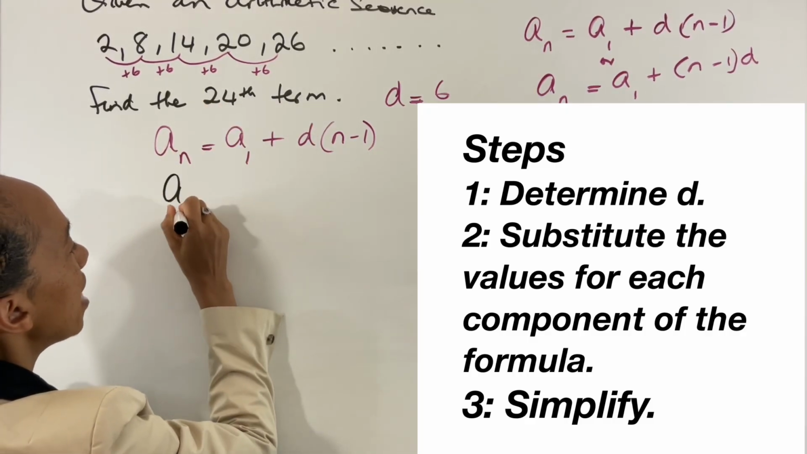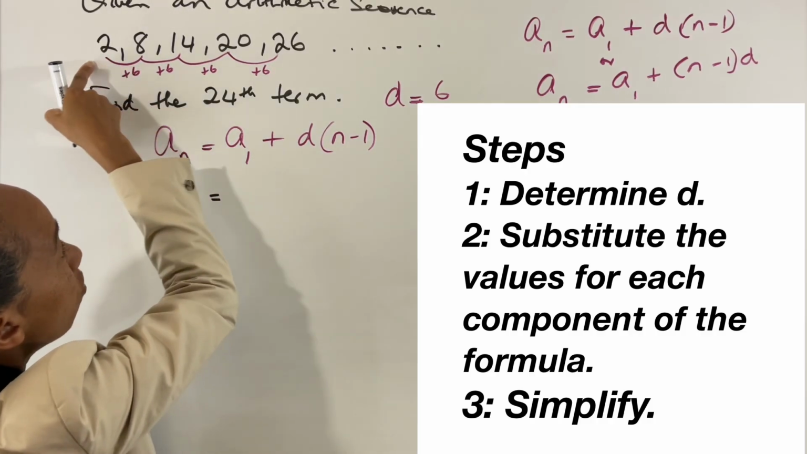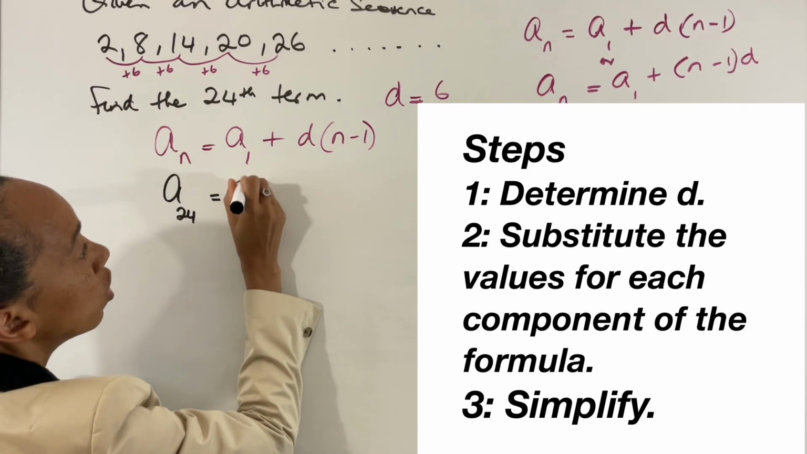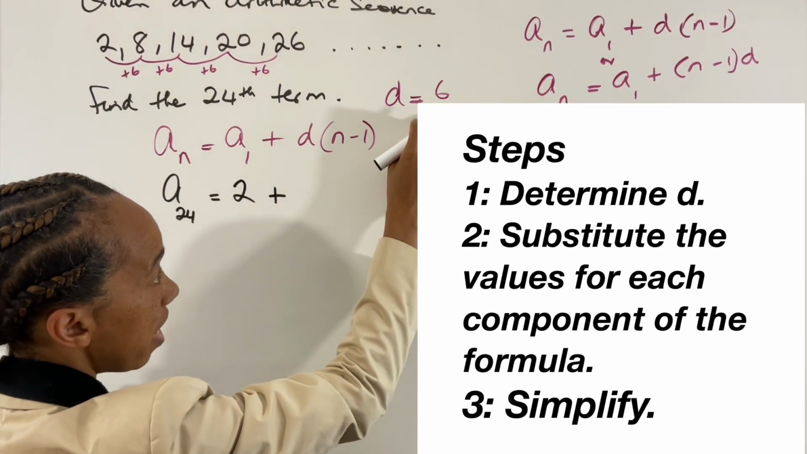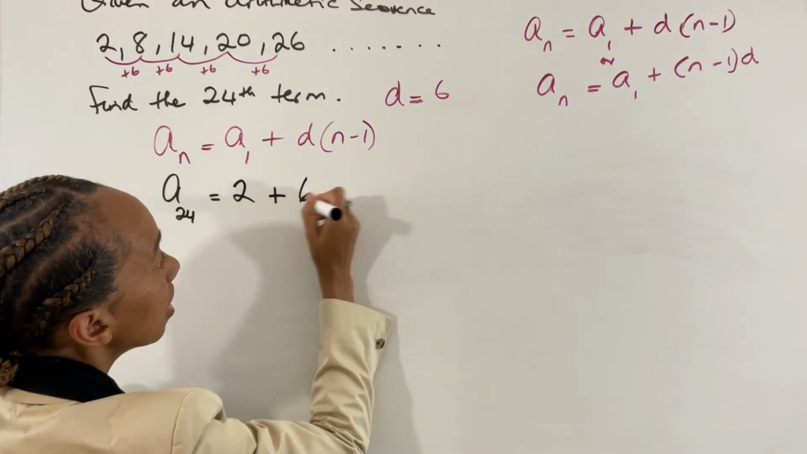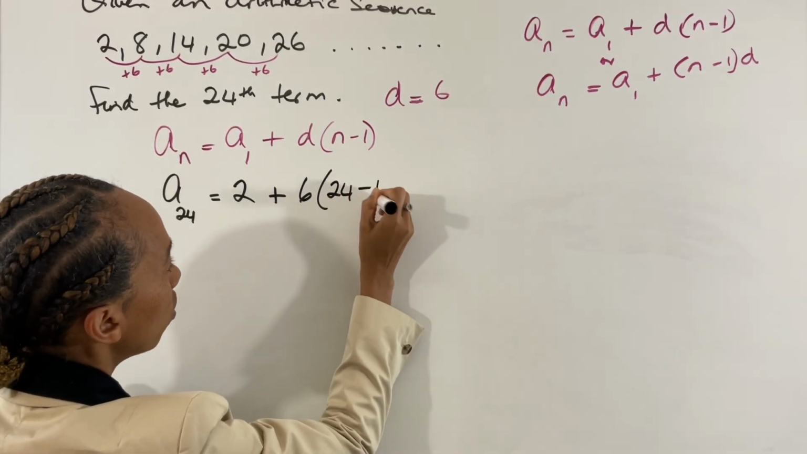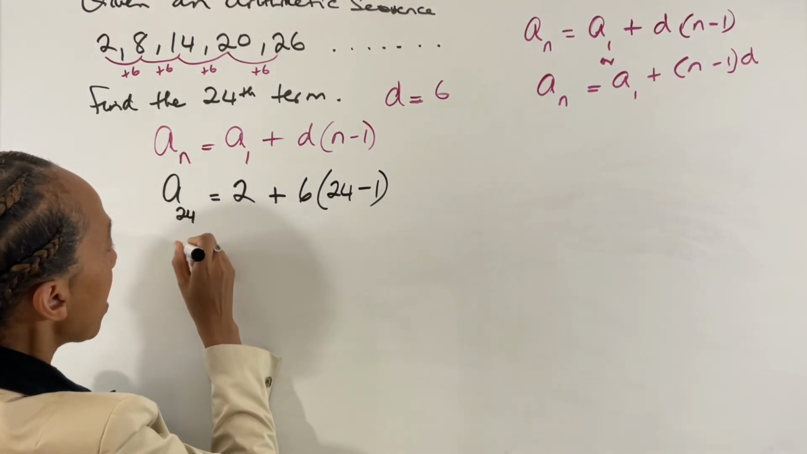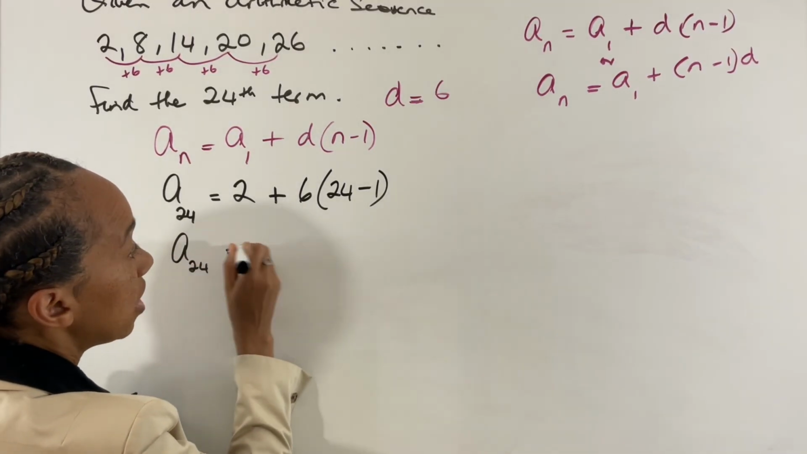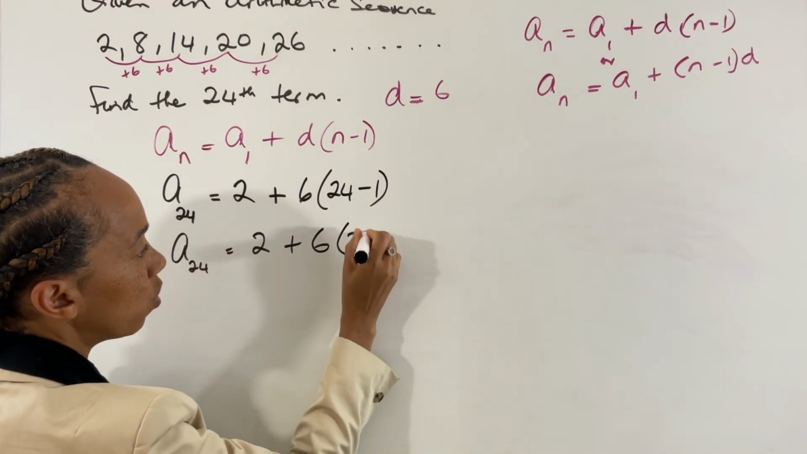So we're going to do A sub 24 is equal to the first term, which is A sub 1, which is 2, plus our common difference D here, which is 6, times 24 minus 1. Right? Now A sub 24 is equal to 2 plus 6 times 23.